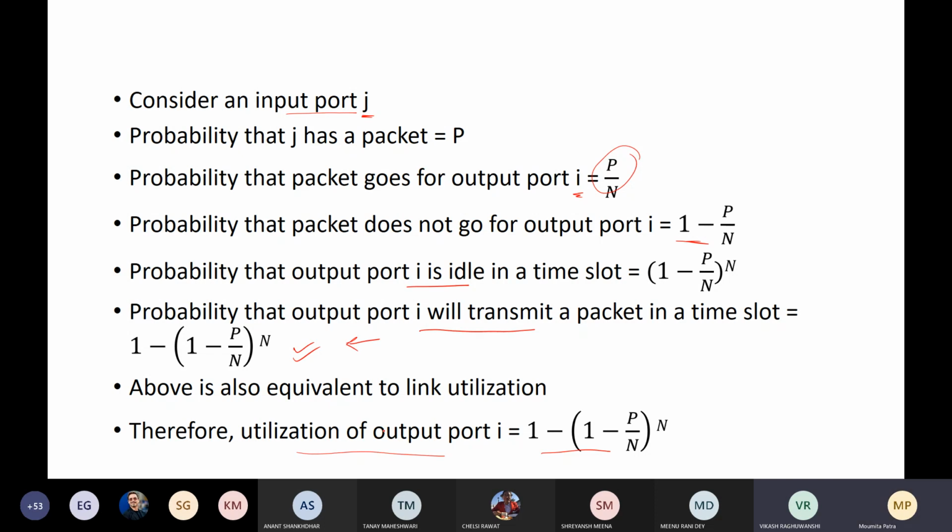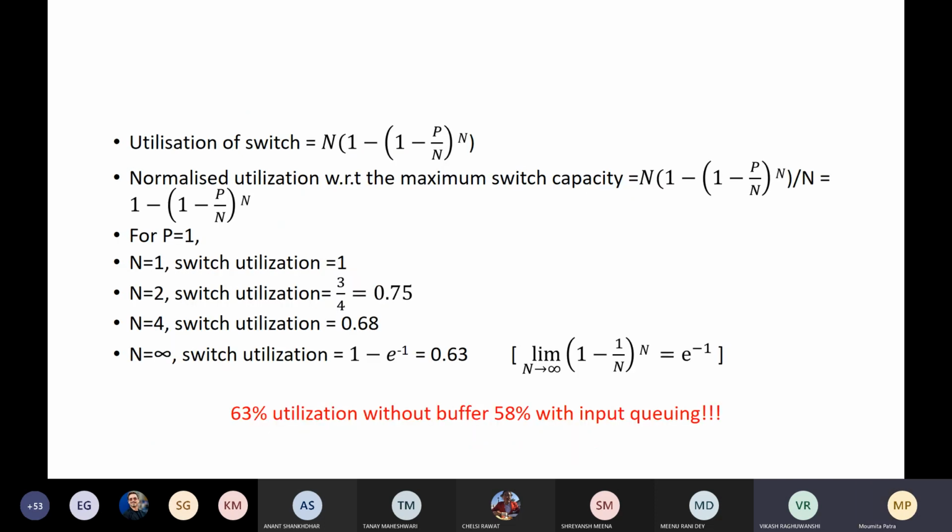Now let us get further into this. For the entire switch, if you have N input and output ports, then the switch utilization will be N times this value. I think up to this it should be pretty clear. If we normalize it with respect to the maximum switch capacity, that is the summation of link utilization for all ports divided by the number of ports, it is given here, and that equals simply 1 minus (1 minus P by N) power N.